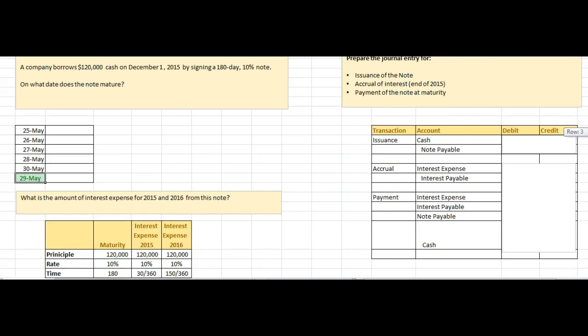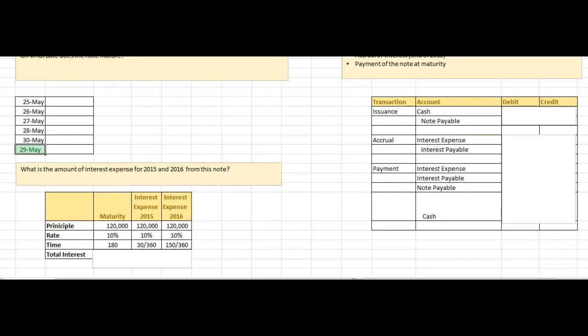Now, that was the easy part, right? What I didn't include for you on this bottom part is first we have to figure out what our interest is going to look like, because we are in 2015 and 2016. So at the end of the year, we're going to have an accrual of the interest. So first thing you have to figure out is the interest at maturity.